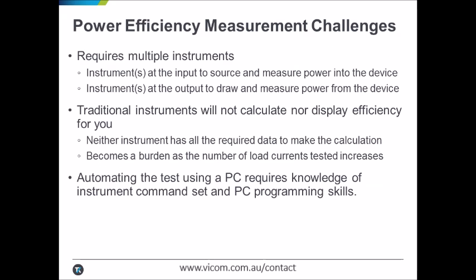Thanks to source measure units, measuring power is pretty straightforward. Measuring efficiency, however, is a little more involved. Efficiency measurements require power to be measured at both the input and the output of the device. Thus, multiple instruments are required. Since the power measurements at the input and output are performed by separate instruments, the efficiency calculation often must be done manually, as traditional instrumentation has no way to share the data with another instrument, and therefore cannot perform the calculation for you.